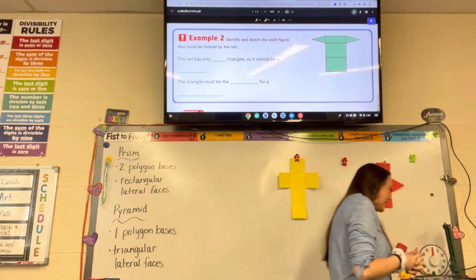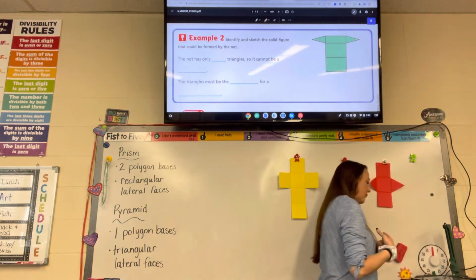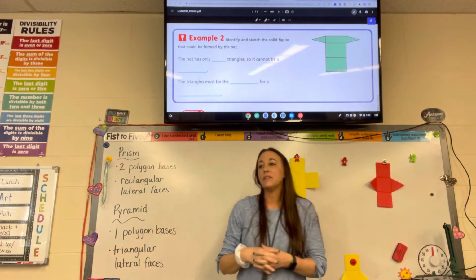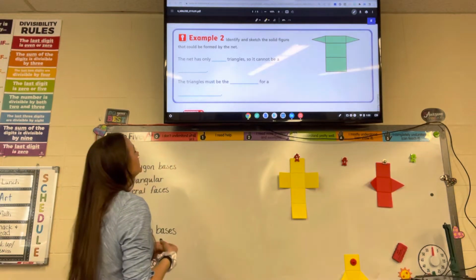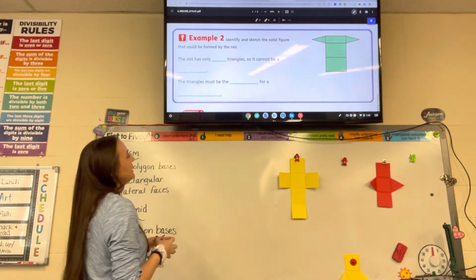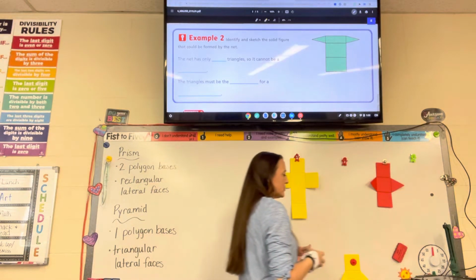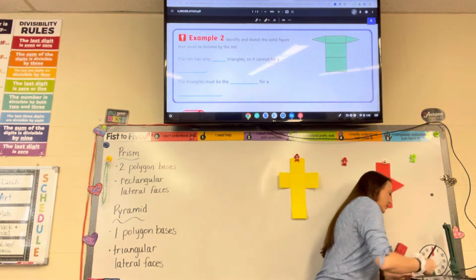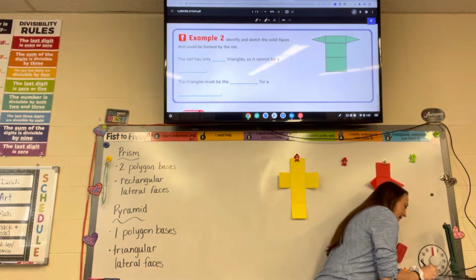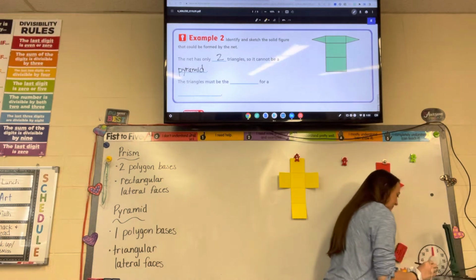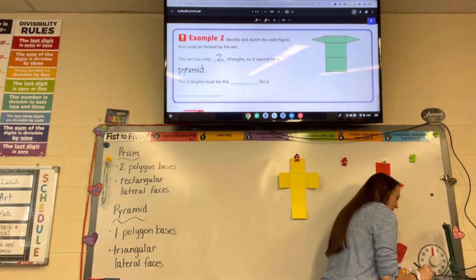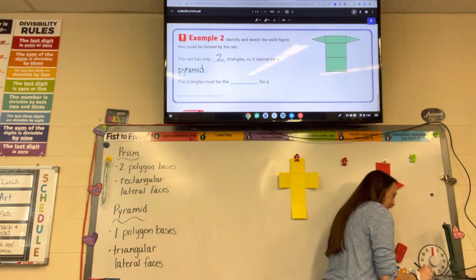Identify and sketch the solid figure that can be formed by the net. So this time they're giving us the net and we have to form a solid figure from it. The net only has triangles. How many triangles do you see? 2. So it cannot be a pyramid. A pyramid is made up of 3 or more triangle faces. The triangles must be the base?